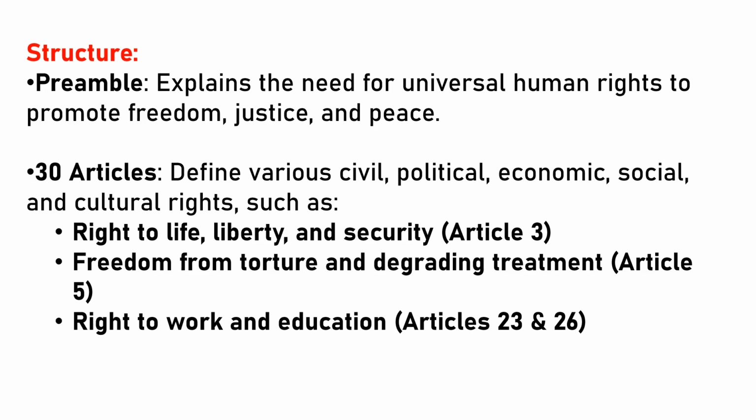Preamble explains the need for universal human rights to promote freedom, justice and peace. 30 articles. UDHR has 30 articles. Define various civil, political, economic, social and cultural rights such as right to life, liberty and security in Article 3, freedom from torture and degrading treatment Article 5, right to work and education Article 23 and 26.